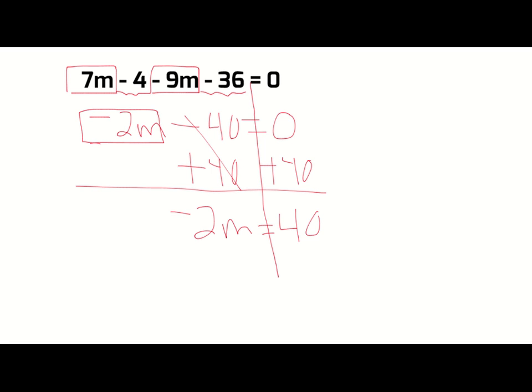Now again, this is where you need to pay close attention. -2m. Since there's nothing between the number and the variable, we assume multiplication. So the opposite right now would be to divide both sides by our coefficient -2. So on the left, the negative 2's cancel, so we have m equals, and a positive divided by a negative is negative. 40 divided by 2 is 20. So m equals -20.